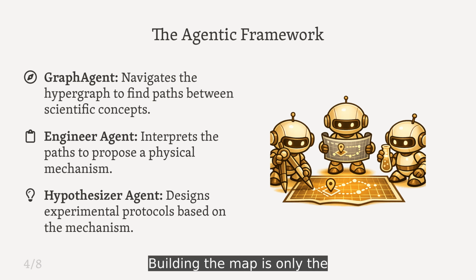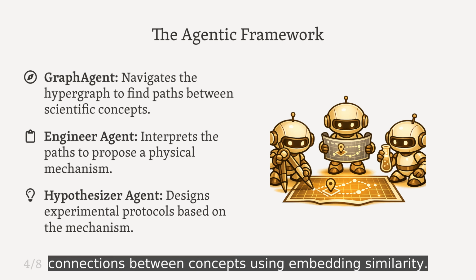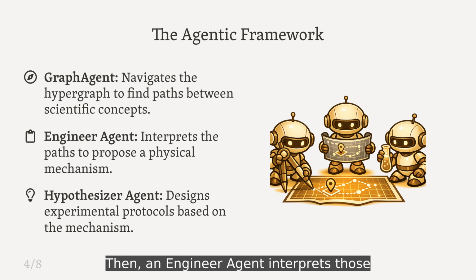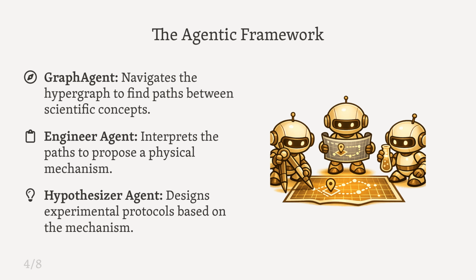Building the map is only the first step. The authors then deployed a multi-agent system to traverse it. This system consists of 3 distinct roles. First, a graph agent searches for connections between concepts using embedding similarity. Then, an engineer agent interprets those connections to describe a mechanism. And finally, a hypothesizer agent converts that insight into a concrete experimental protocol.